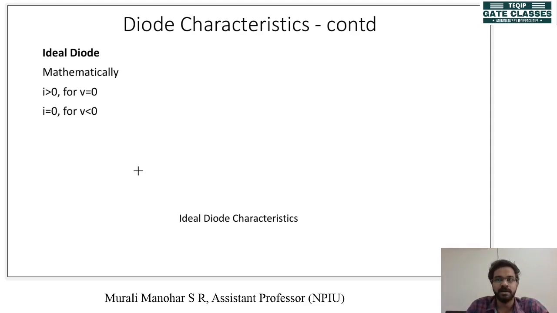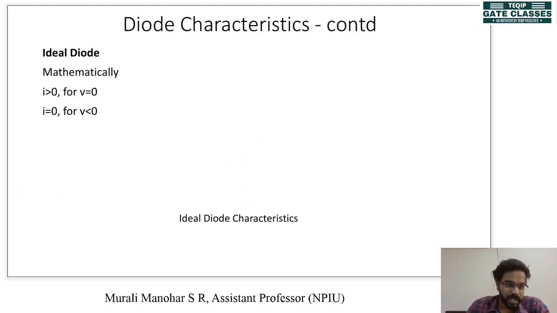We can give a mathematical explanation for an ideal diode. That is, if current is greater than 0 for V equal to 0, as we give an infinitesimally small forward voltage to the diode, there is an instant increase in current. That corresponds to an ideal diode forward bias. If we give a very small negative voltage to a very large negative voltage, in both cases, if we are not getting any current, that corresponds to the reverse bias of an ideal diode.